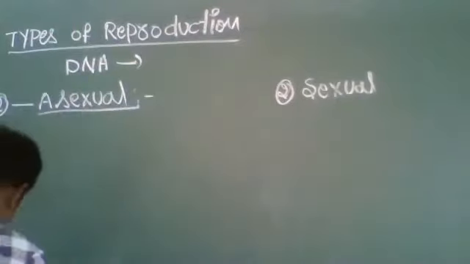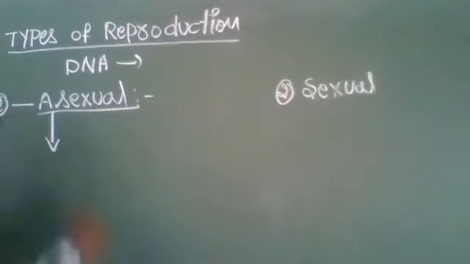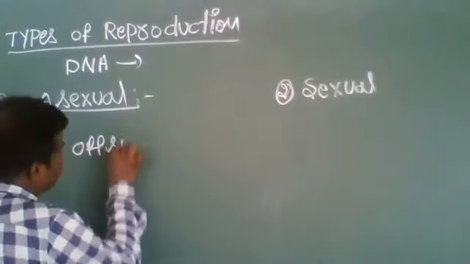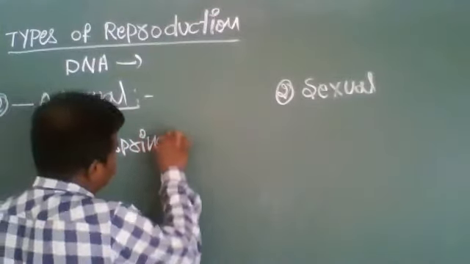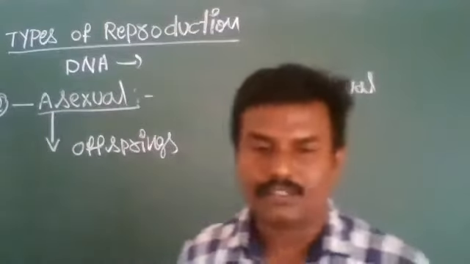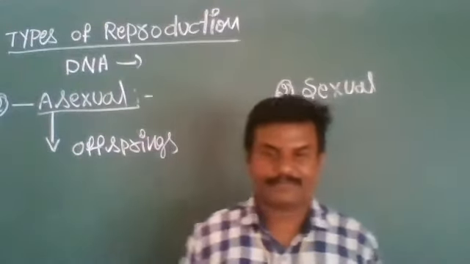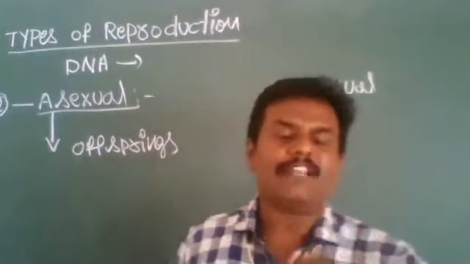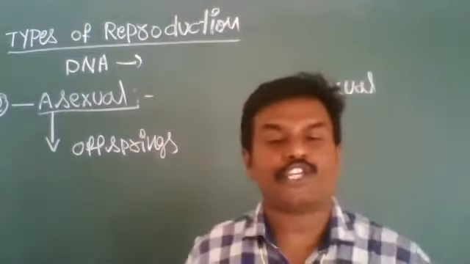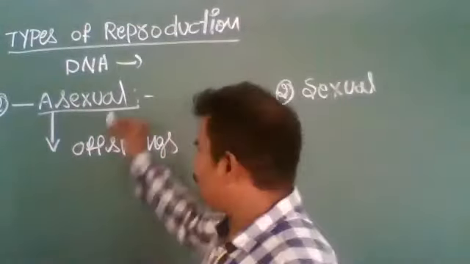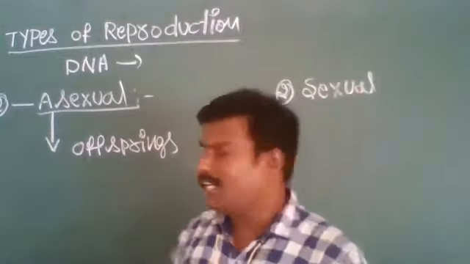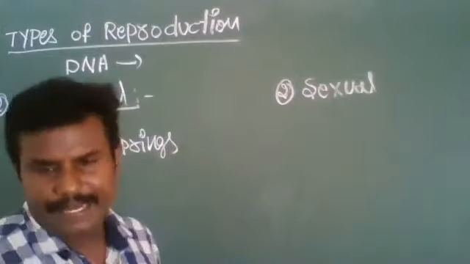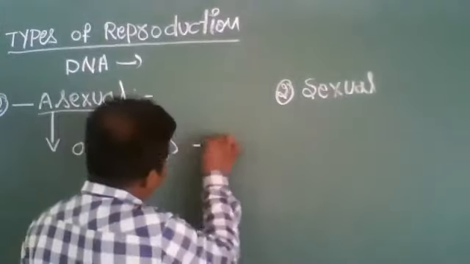Asexual reproduction is the production of offspring through a single parent. Only a single parent is involved, with no fusion and no production of gametes. That is called asexual reproduction. Generally, in asexual reproduction, offspring are identical to the parental organisms and are formed from somatic cells.